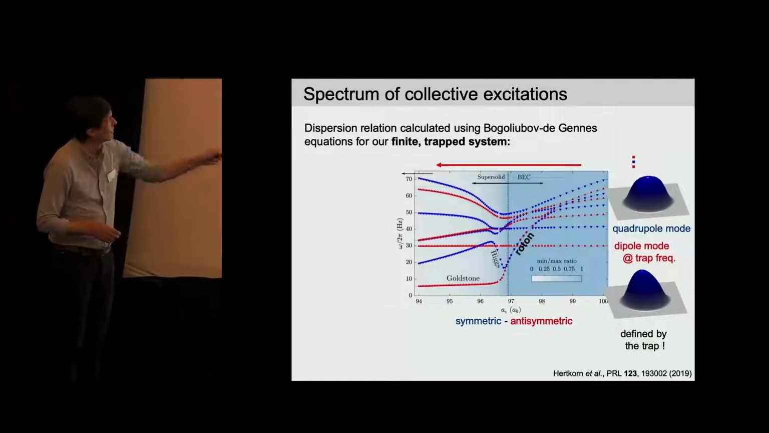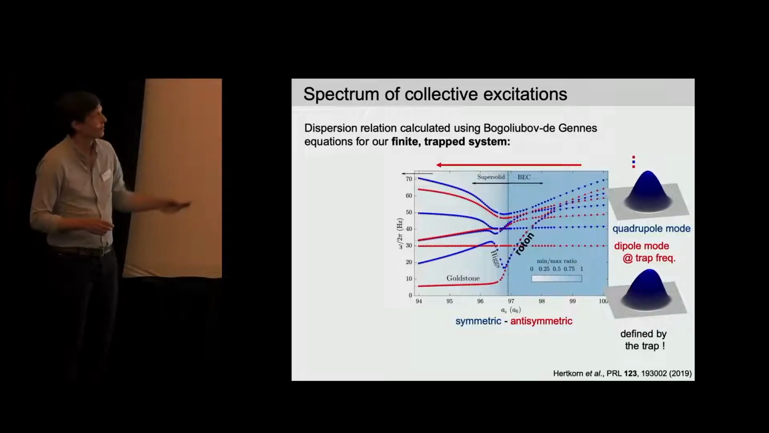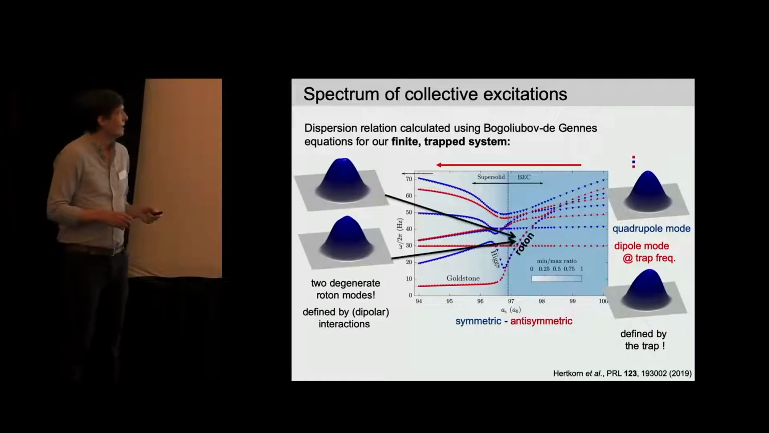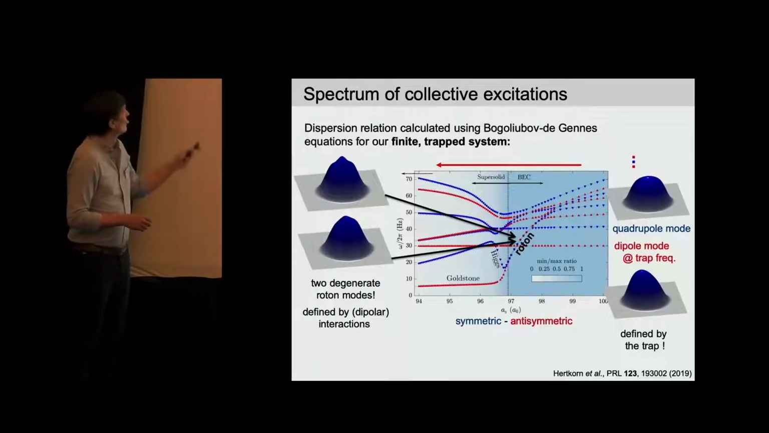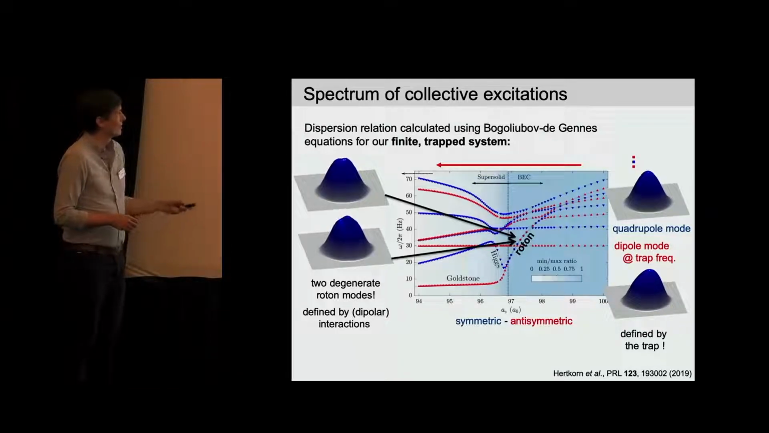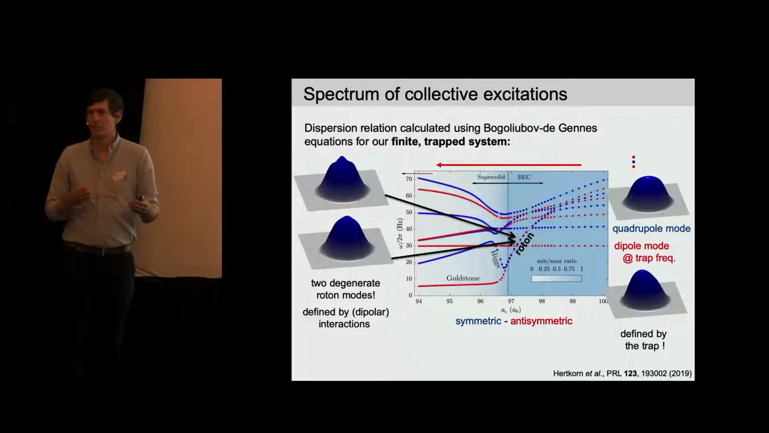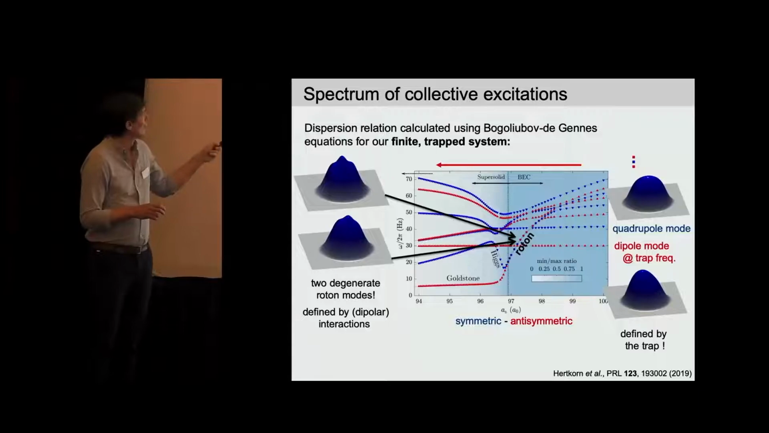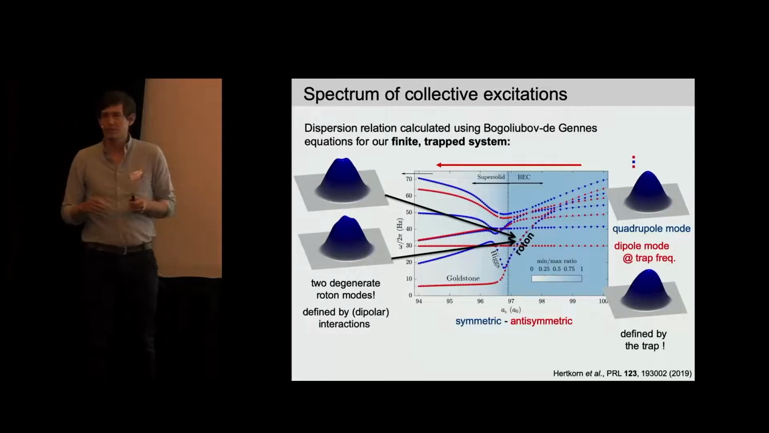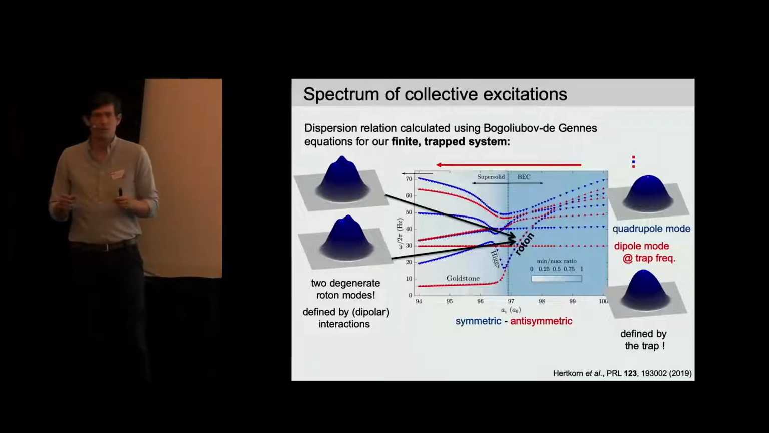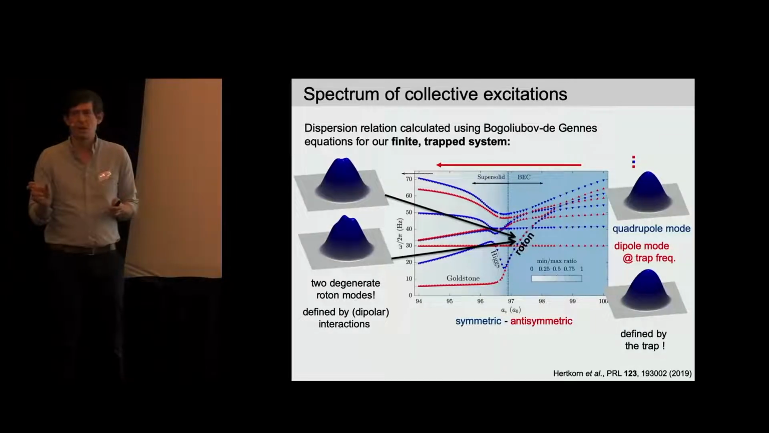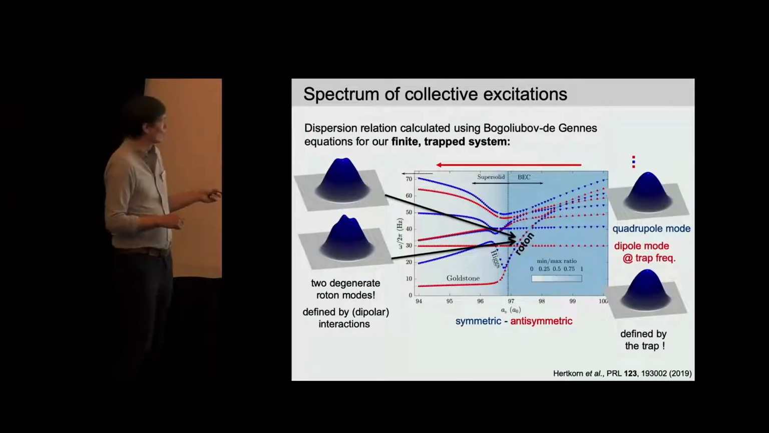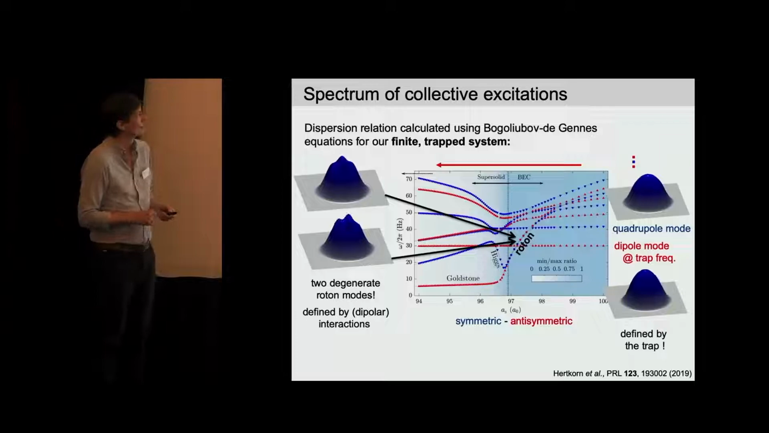But then you see there's something interesting happening here. There's some mode that softens, and that's this roton mode that I was just showing you in the infinite system calculation. And actually, if you look close enough here, there's 2 kind of roton modes in this system, one symmetric and one anti-symmetric with respect to the trap center. And that's because a roton is really just a perturbative modulation on top of this BEC at this point. And so energetically it makes no difference whether it's shifted by half a wavelength, and then this gives you basically 2 degenerate modes here. And they're now interesting because they're defined by these dipolar interactions in the system.